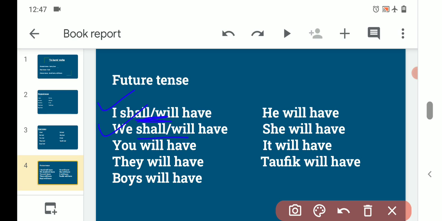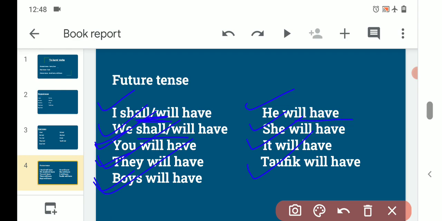Besides this, with whatever subjects remain, we have to use will have. It is said like this: you will have, they will have, boys will have. All the pronouns, what are those? Second person, third person, and third person plural noun. Now what about singular? He will have, she will have, it will have, Tawfiq will have. All these are the third person singular pronouns, that is he, she, it, and Tawfiq is a third person singular noun. They are also followed by will have.